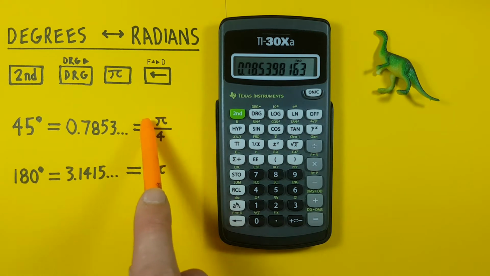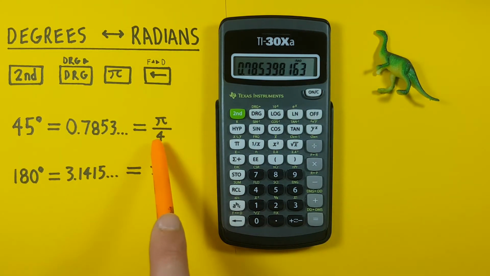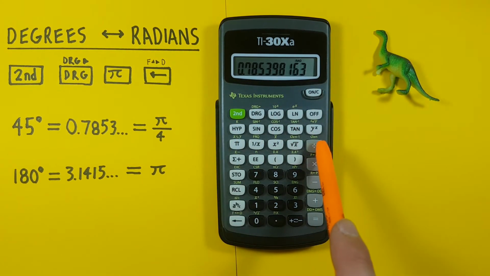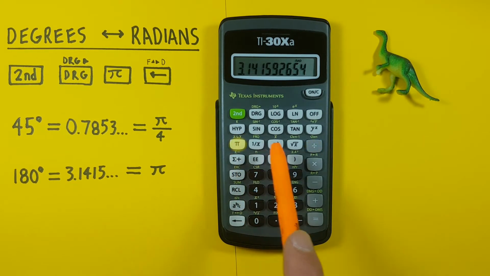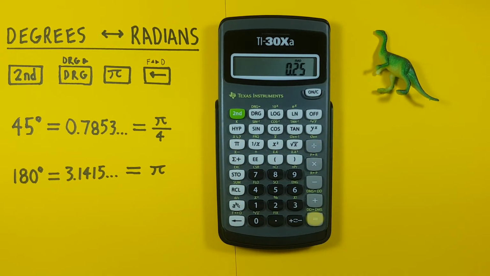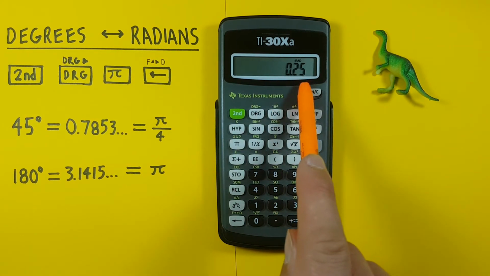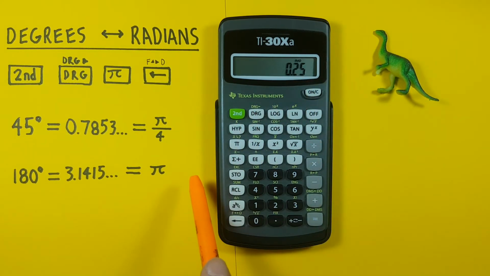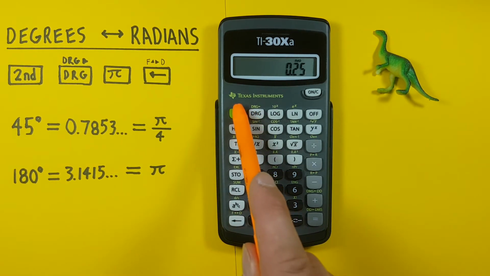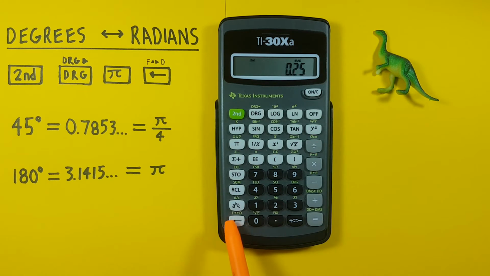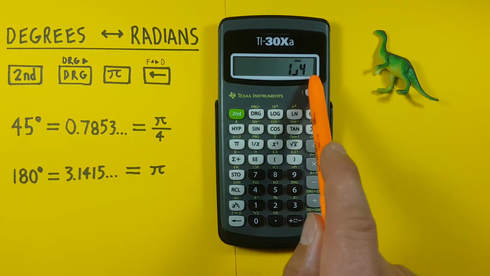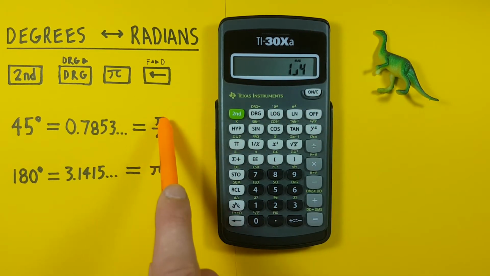But what if we want this as a fraction, like what it should be, pi over 4? To do this, what we have to do is divide our decimal by pi, press equals, and we see we get 0.25, which we should know is the same as 1 over 4, or in this context, pi over 4. But if we want to get this as a fraction, we can do that by pressing the second function key, and then the fraction to decimal or conversion key here. Press it once, and we see that converts to 1 over 4, which in this context is pi over 4.